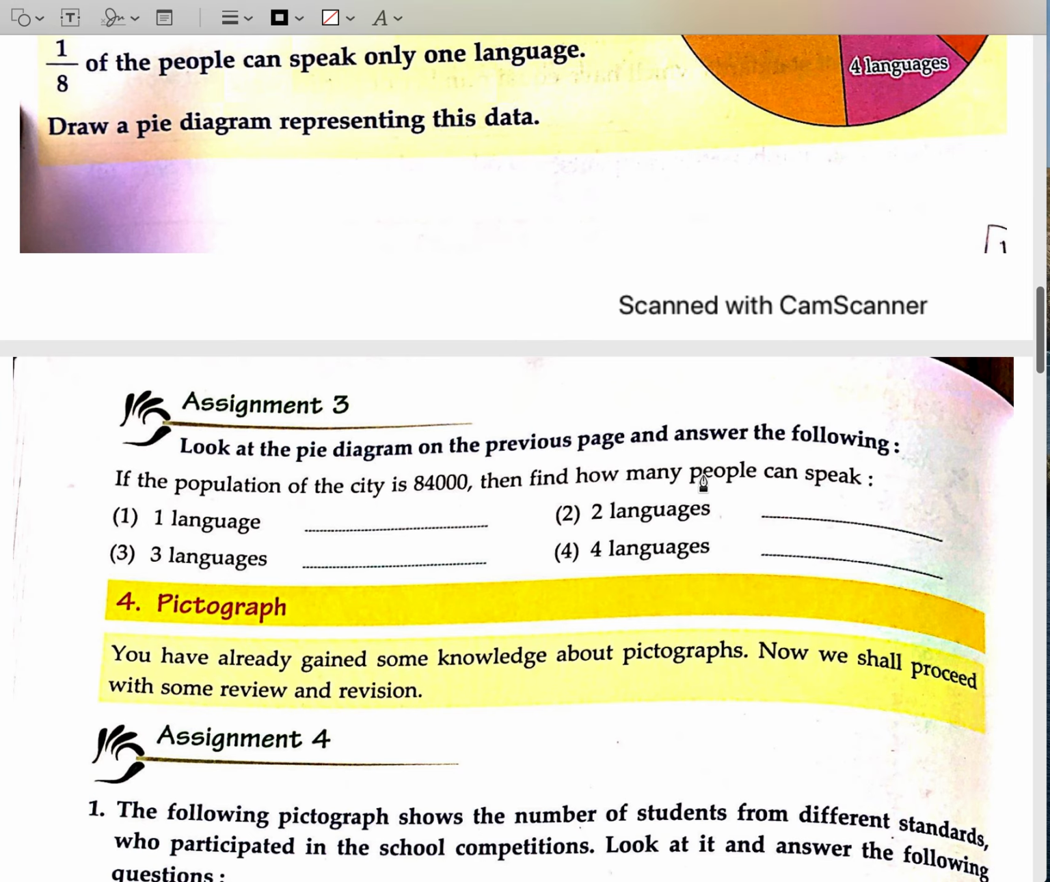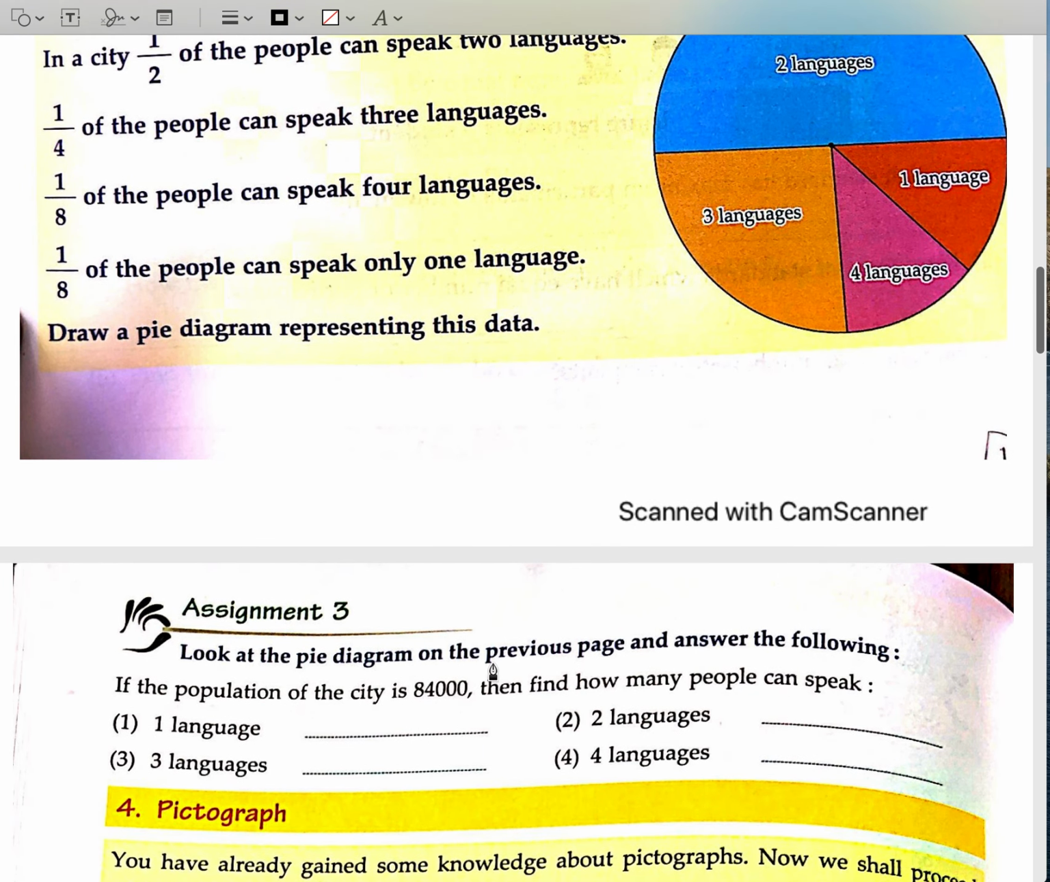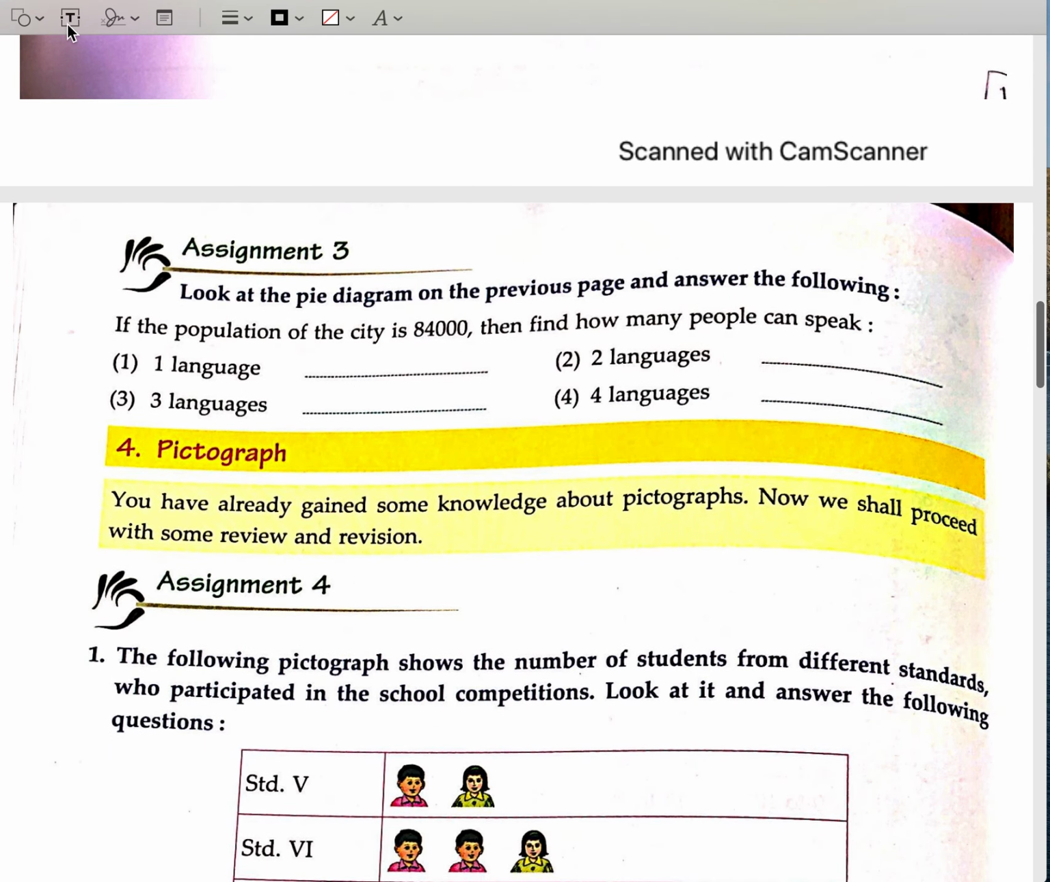Look at the pie diagram on the previous page and answer the following. If the population of the city is 84000, then find how many people can speak 1 language, 3 languages, 2 languages and 4 languages. So the whole population is 84000. Now as we know, one language only 1/8 of the people speak. So then we will do 1/8 into 84000.